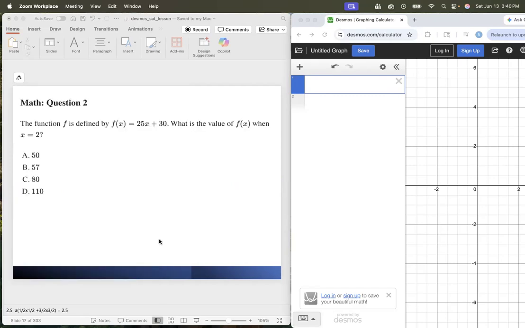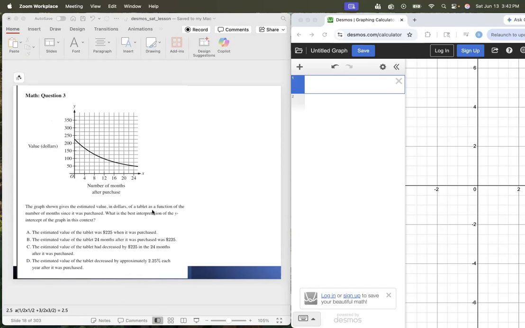The function f is defined by this. What is the value of f(x) when x is equal to 2? I know you're going to put this in Desmos. There's no need. If you put 2 here, this is 50. 50 plus 30 is 80. You don't need Desmos for this, but if you want to use it, that is fine. I'm just showing you a strategy to answer questions and go through them. This is a straightforward question that does not require time with Desmos.